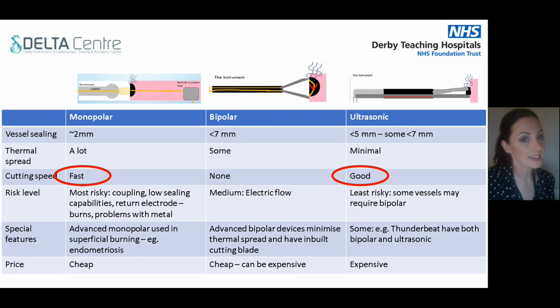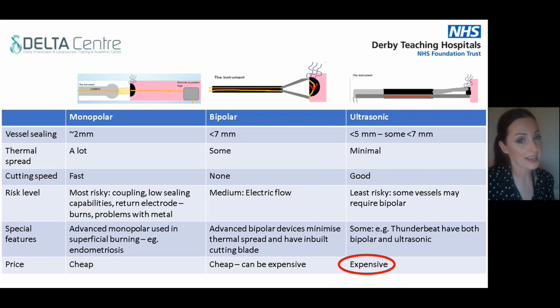Monopolar and ultrasonic devices provide good surgical efficiency for cutting through tissues. However, we must remember, as already discussed, the inadvertent risk of patient burns associated with the use of monopolar. Another important consideration when selecting our instrument types is to think about cost. Of course, the advanced energy devices are going to be significantly more expensive than, for example, monopolar.